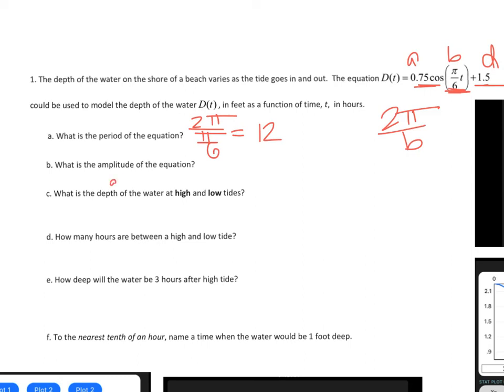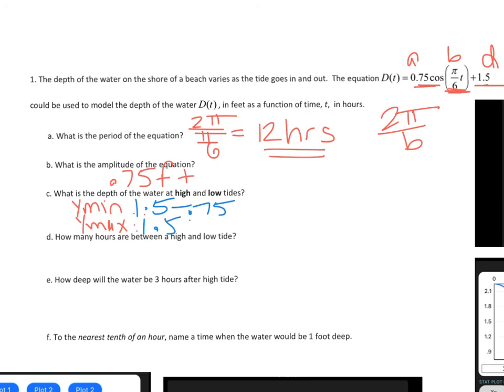The amplitude of this equation is 0.75 feet. Also, I want to label this hours. It's also important to label these things in context, so please label high tide and low tide. Well, we can find high tide and low tide by finding our Y min and our Y max. So if we use the formulas D plus A, so 1.5, and D minus A, so I would do 1.5 minus 0.75 and 1.5 plus 0.75 to get my Y min and my Y max. So when I do that, I get 2.25 as my max, and then 0.75 as my min.